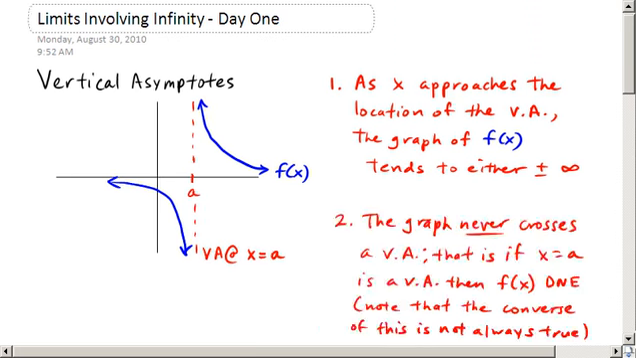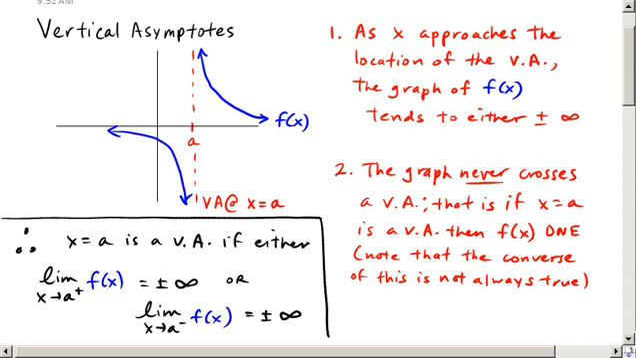The second thing we know is that the graph never, ever crosses a vertical asymptote. Right? We know that in this particular case, if x equals a is the vertical asymptote, then a is definitely not in the domain of f. That means the following from a calculus perspective. If we have a one-sided limit as x approaches a from either the right or left, and that limit goes to plus or minus infinity, then we know we have a vertical asymptote at x equals a.